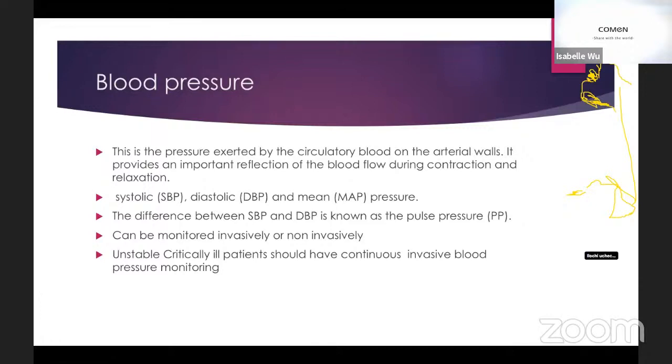But in the ICU, you either monitor it invasively or non-invasively. Now, for your more stable patients, you can get away with non-invasive blood pressure monitoring. But for the very unstable, critically ill patients who are on inotropes and vasopressors, such patients, you need to be able to monitor beat-to-beat variability of the blood pressure. And so it's important to monitor with the invasive blood pressure.